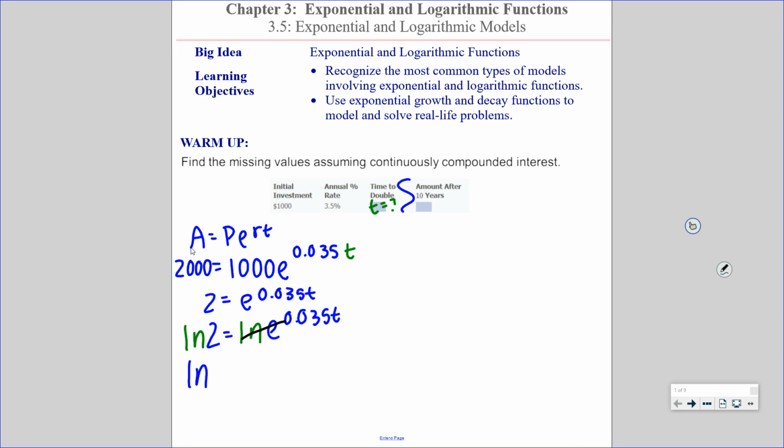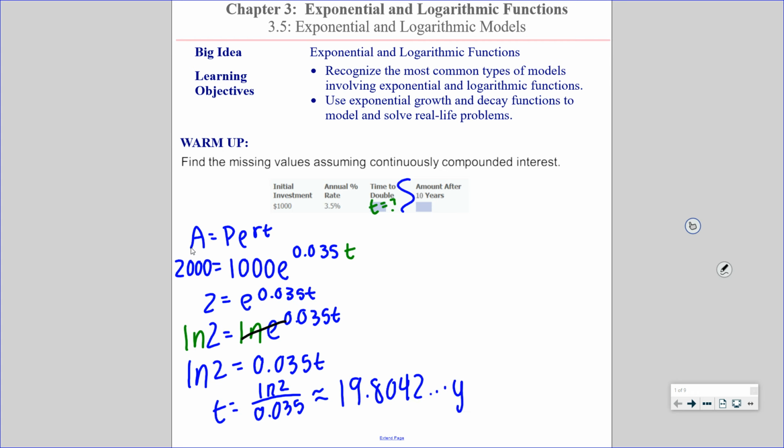All right, so the natural log of 2 equals 0.035t. So to solve for t, I would take the natural log of 2, divide it by that decimal. I got a little under 20 years. Our time is in years for these models, and they gave us the annual rate.